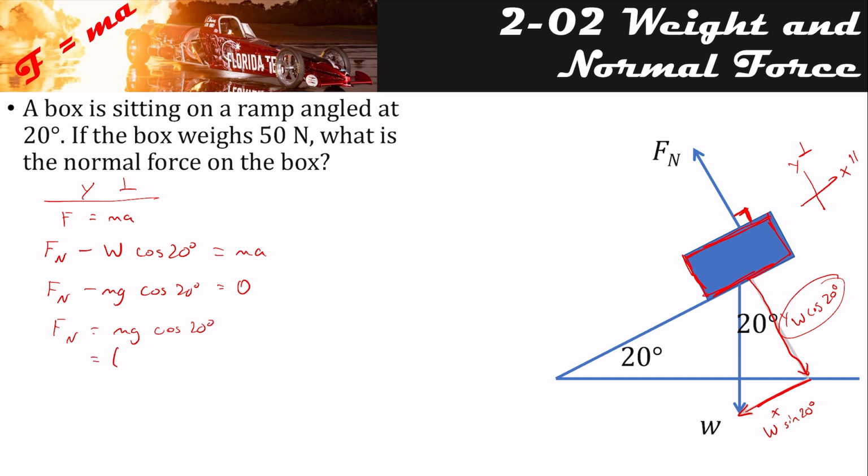All right, our mass. Oh, I don't know the mass. I know the weight. Well, our weight was mg, so instead of mg, let's just put weight, which is 50 newtons. And we end up with 47 newtons for the normal force.